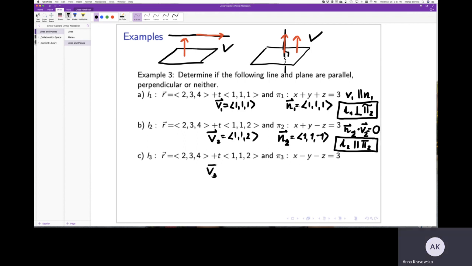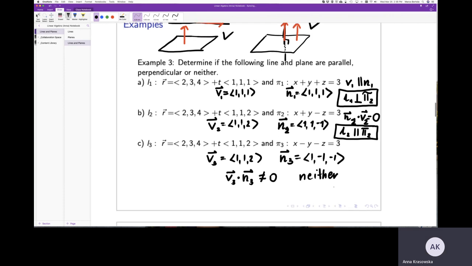Again, the V3 is equal to (1, 1, 2). That's the direction vector for the line. A normal vector for the plane pi3 is (1, -1, -1). And one is not a multiple of the other. Also, when you verify V3 dot n3, it's not 0, and therefore the answer is neither.